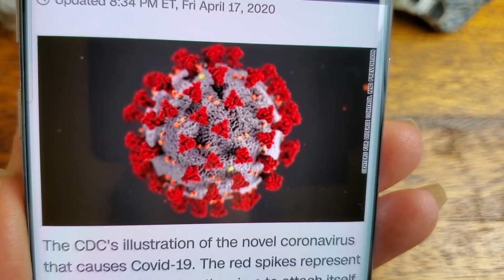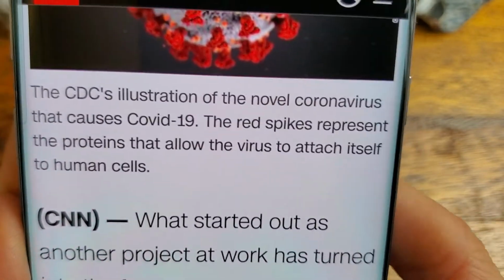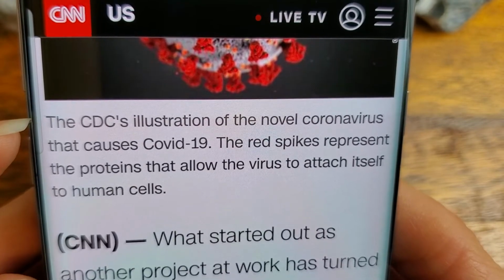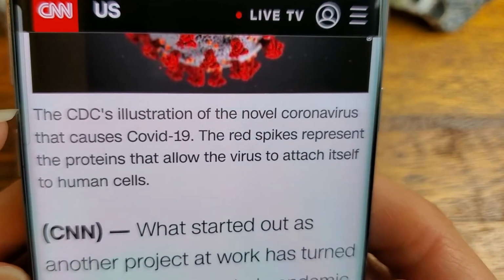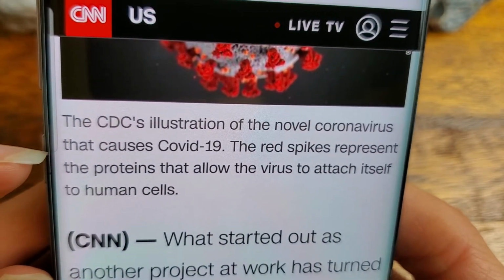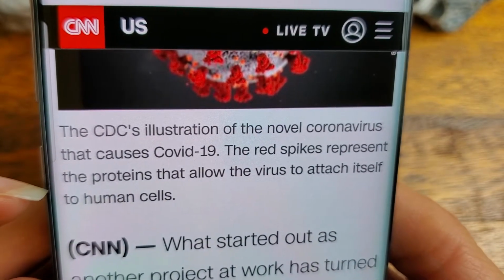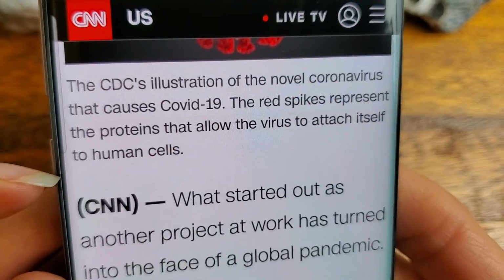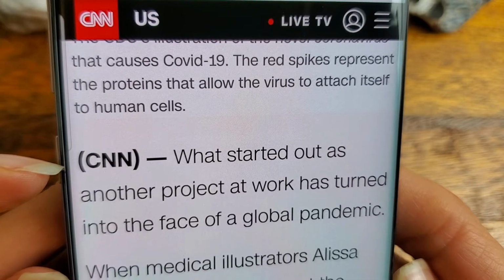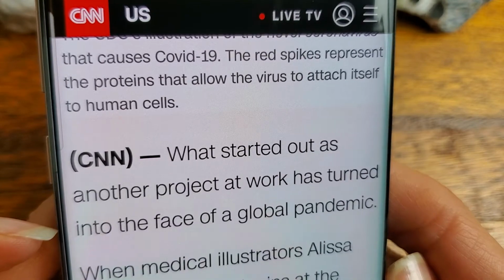And there's the coronavirus. All right. The CDC's illustration of the novel coronavirus that caused COVID-19, the red spikes represent the proteins that allow the virus to attach itself to human cells. CNN. What started out as another project at work has turned into the face of a global pandemic.